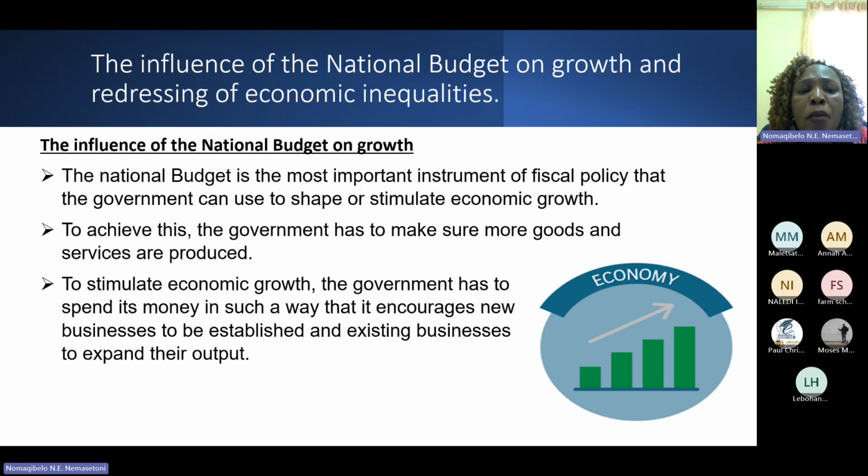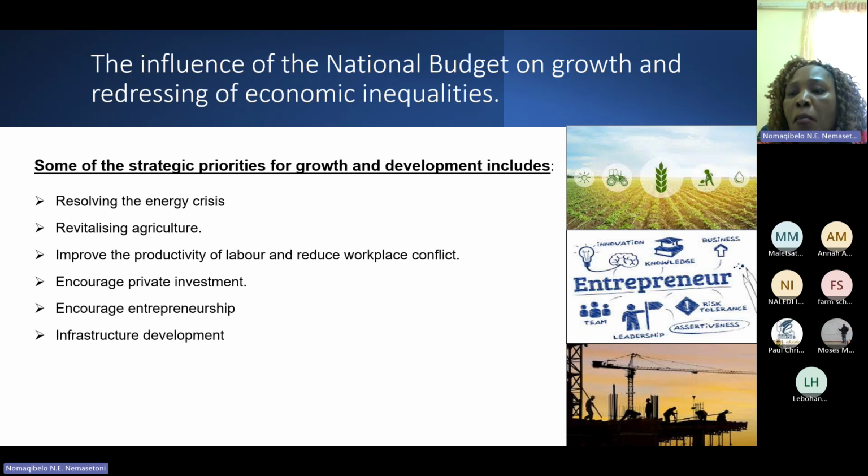To stimulate economic growth, the government has to spend its money in such a way that it encourages new businesses to be established and existing businesses to expand their output so that they grow and provide more employment and more income, because the more businesses we have, the more we are going to generate money from our corporate taxes.